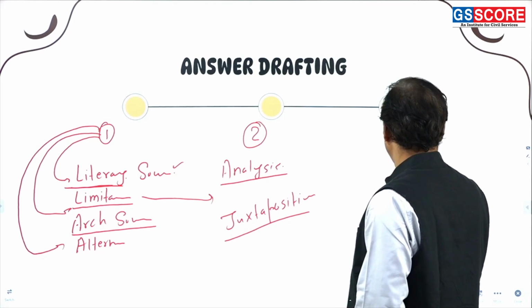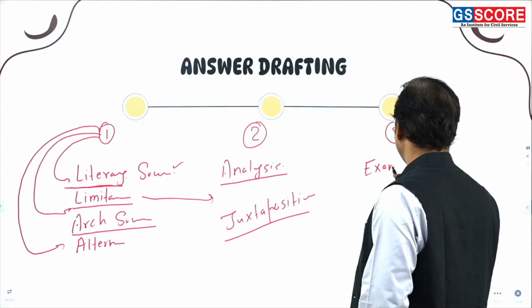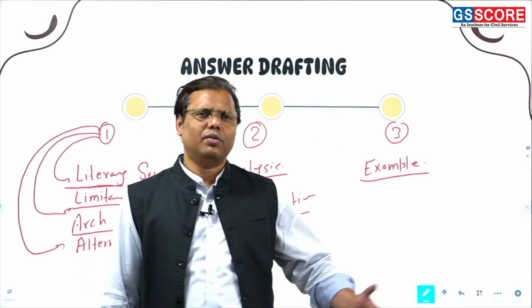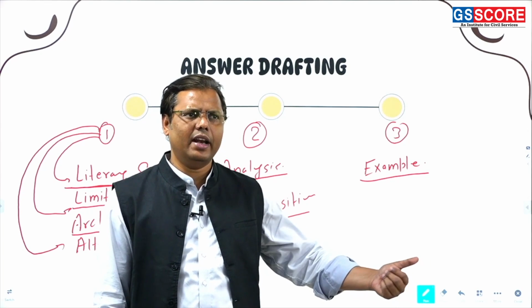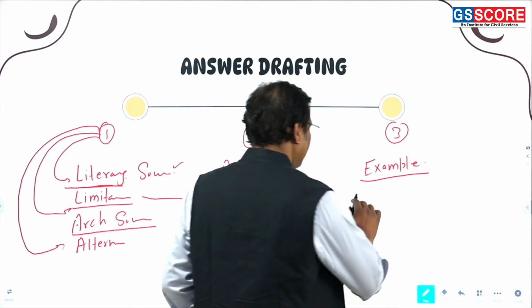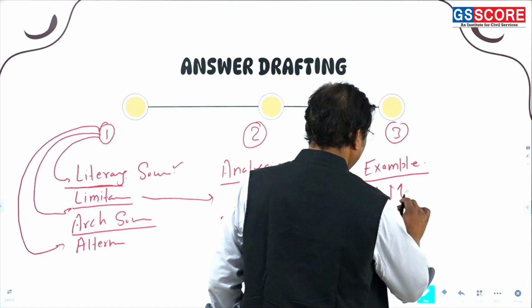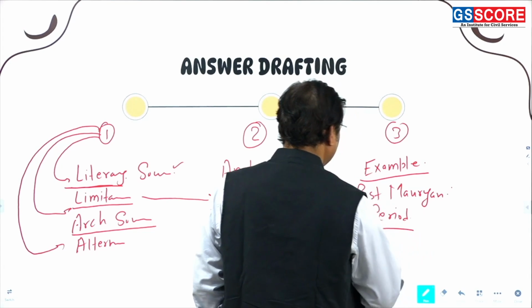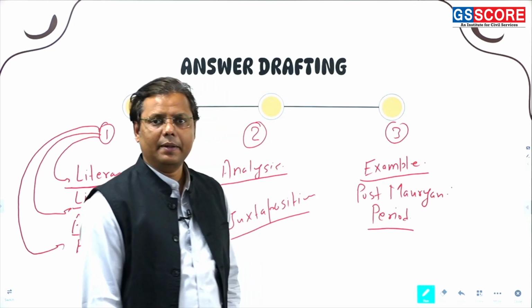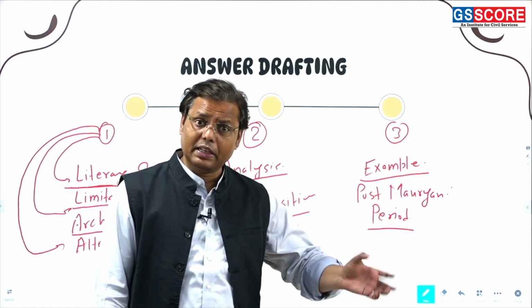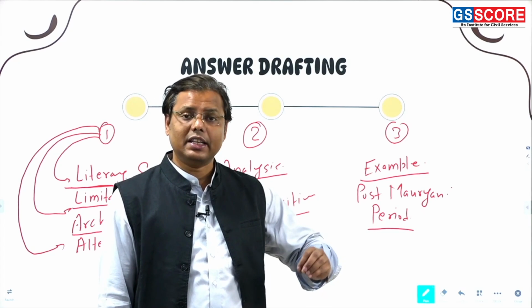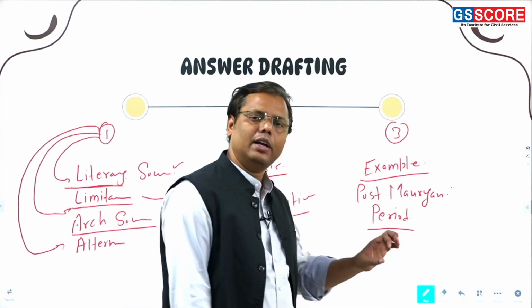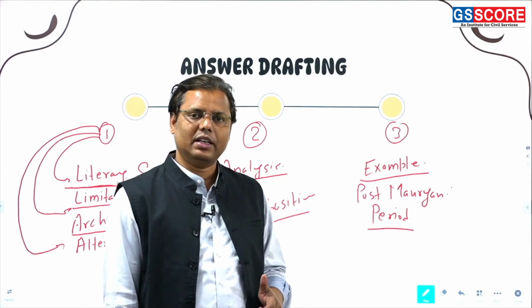Now the third part should come up with an example. There might be so many examples, but for the sake of example, we can take any one of them, such as, I think, the post-Mauryan period, which is a very important one and can be used for it. Now, what is the significance of the post-Mauryan period? If you read the literary sources on this period, you will find that it has been conveyed as a period of Brahmanical revivalism. Why? Because the early study of this period was precisely based on Brahmanical literature and then Buddhist literature.